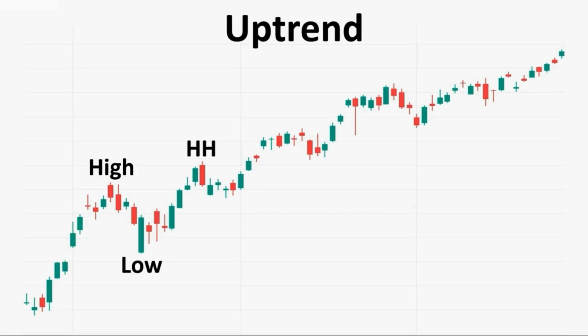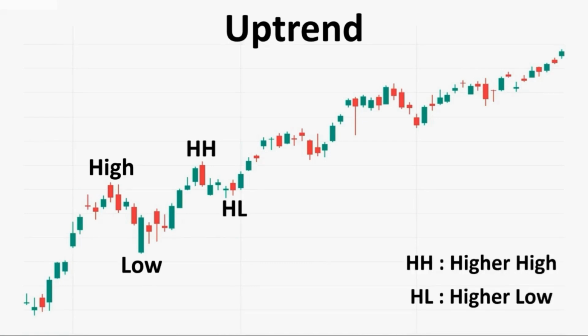And again the stock forms another low which is called higher low. And you can clearly see that the stock continues in this pattern of higher high, higher low. And until the stock does not break the higher low, we can say that the stock is in uptrend. Now remember that whenever the stock has to go upside or bullish, it does not go in a straight line. The stock moves upside by forming this pattern of higher high and higher low.